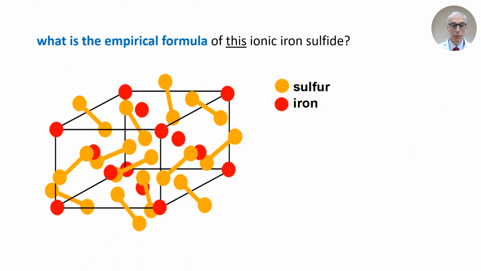So here is a problem. We've got an ionic structure or lattice of iron sulfide, sulfur and iron. Work out the empirical formula for iron sulfide. Pause, come back to check your answer when you are ready.